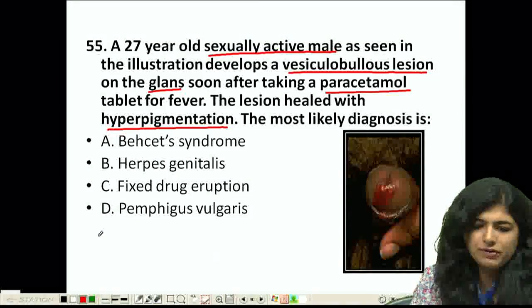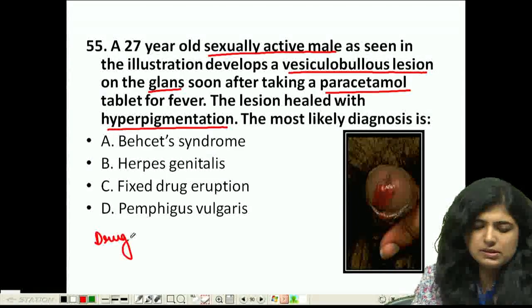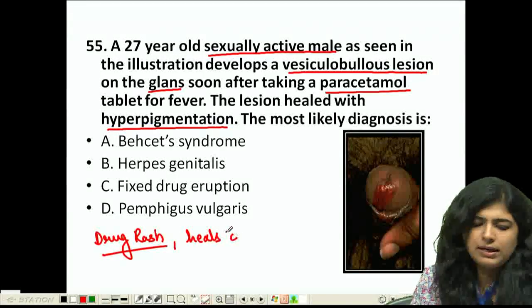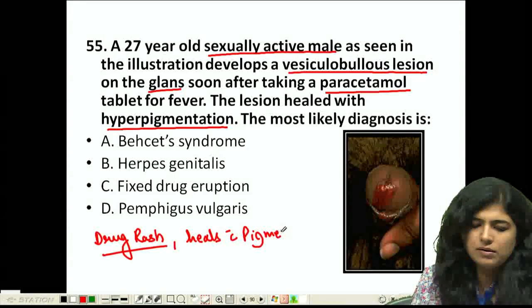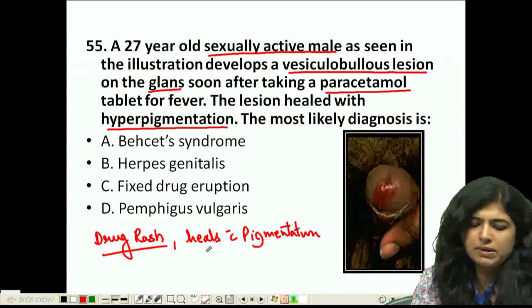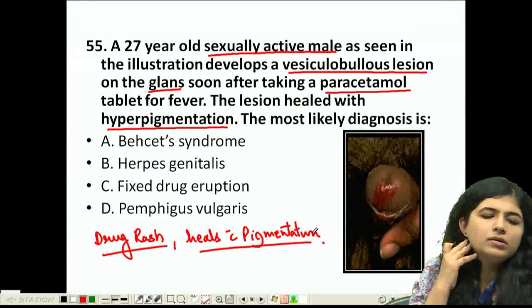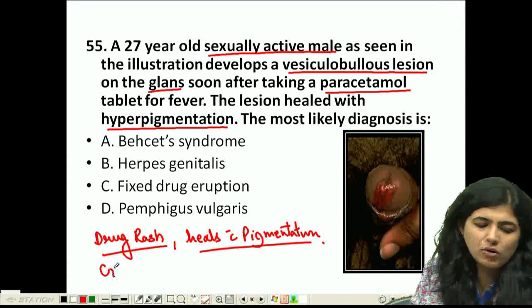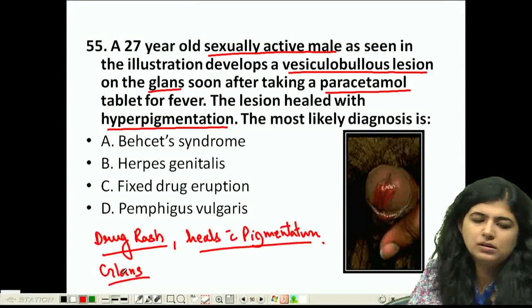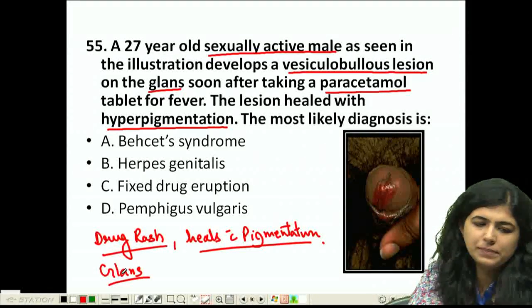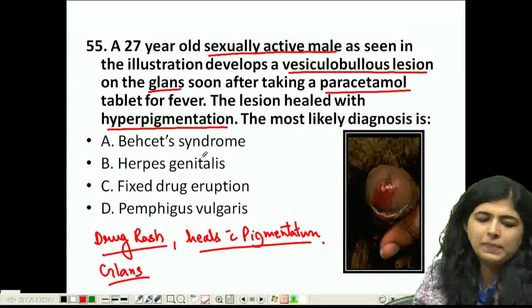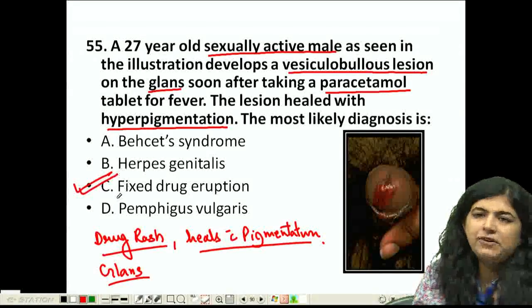We know that this has happened after taking a drug. So this is a drug rash. Heals with pigmentation. Has come on the glans. What is the diagnosis? Fixed drug eruption.